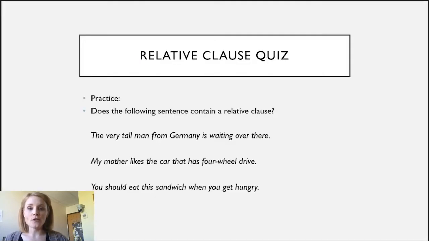So we'll go through a few practice sentences. First, we'll do ones with relative clauses. So we're going to determine if each of these sentences contains a relative clause or not.